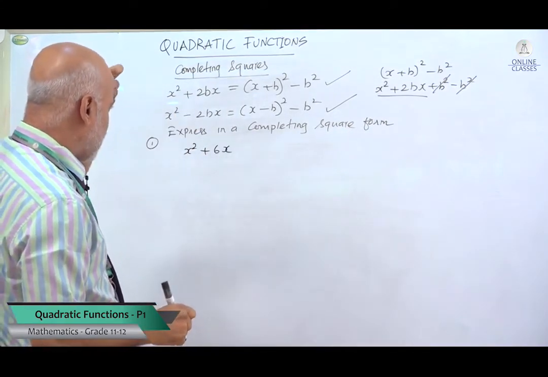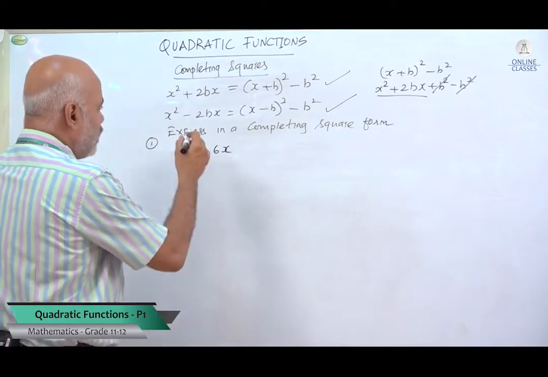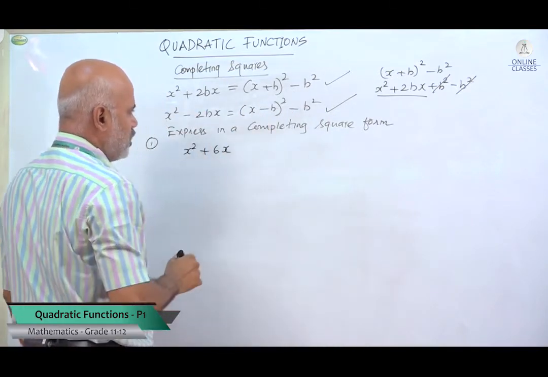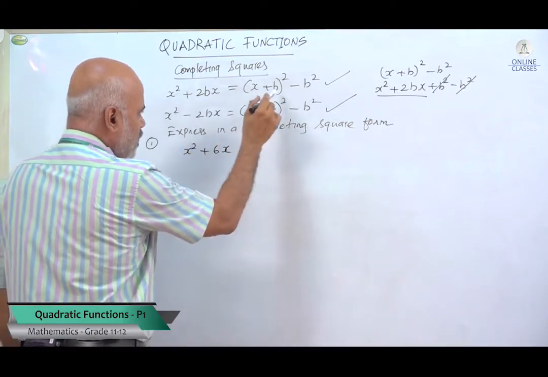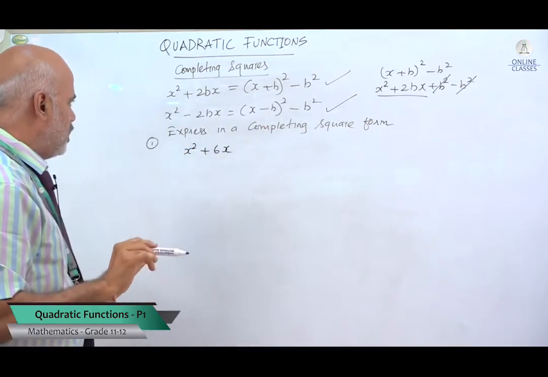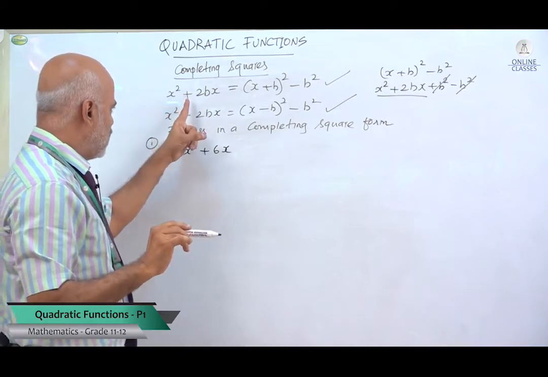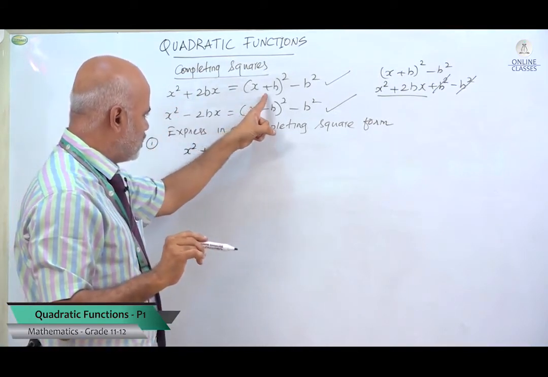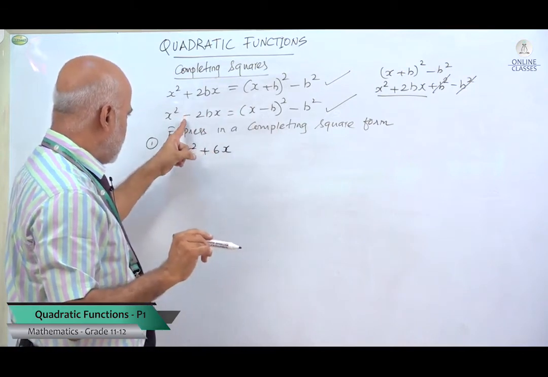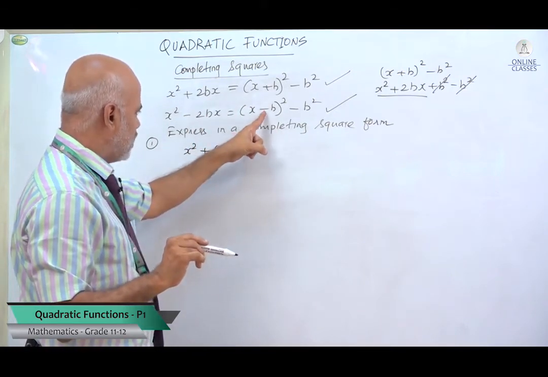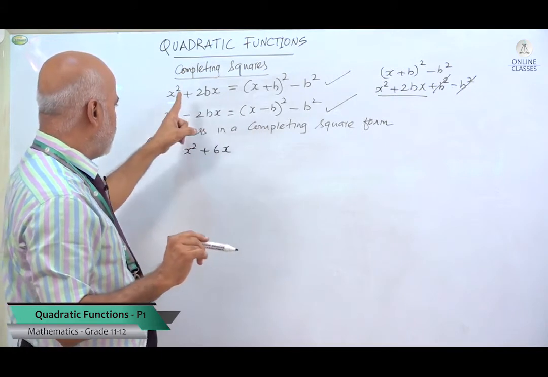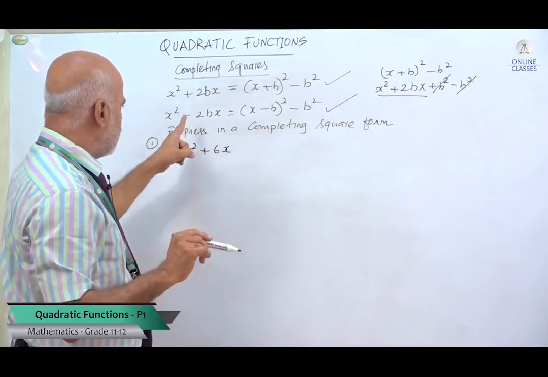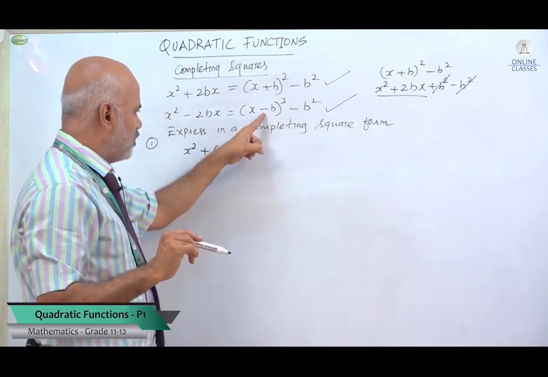Observe how I can identify that. Here you have 2b, and inside you have b only. So 2b means here you will have b. That's one idea. Next, if here it is plus, inside that is a plus sign. If it is minus, inside is a minus sign. So once again I am repeating, if it is plus 2bx, inside it will be plus b, and minus 2bx means inside it will be minus b.